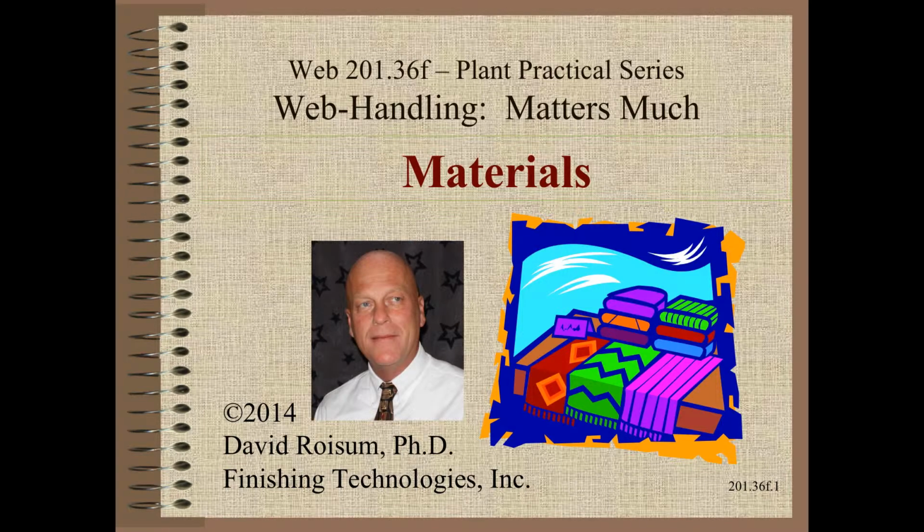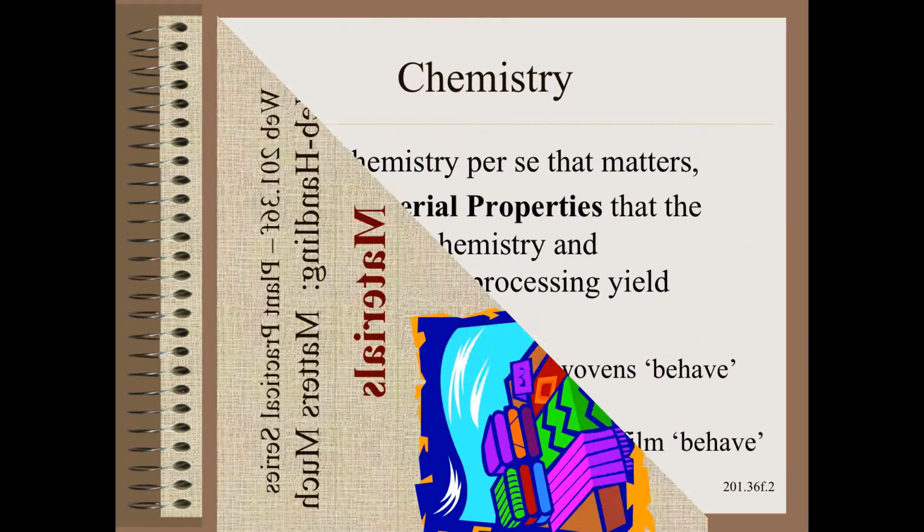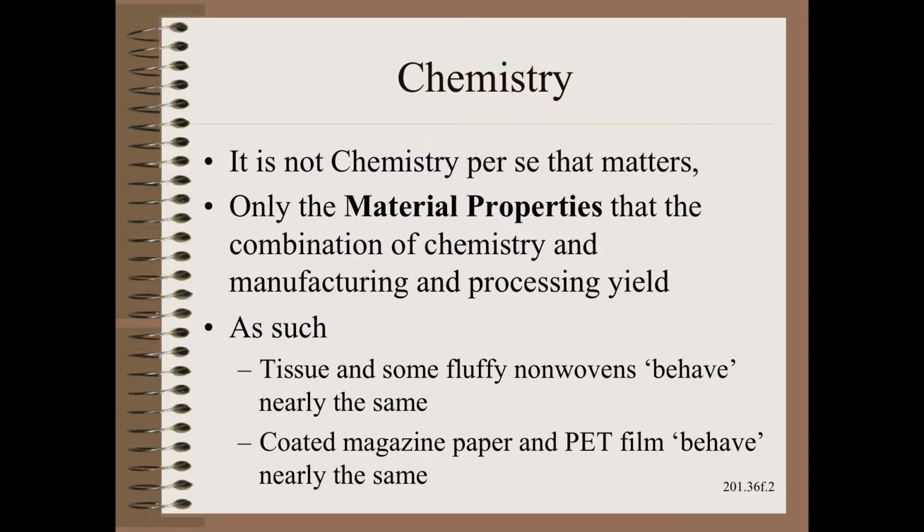In this final installment on What Matters, we talk about materials. In Web 101, we learned that it is not the chemistry of materials per se that matters in web handling. What matters is the material properties that result from the combination of chemistry, manufacturing, and processing. We find that totally different chemistries, such as tissue and nonwovens, or magazine paper and PET film, behave nearly the same.